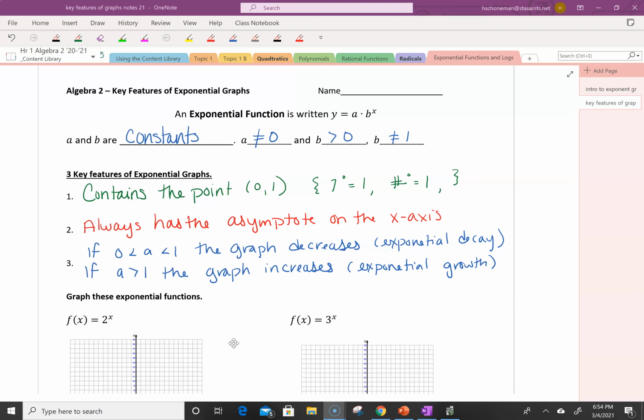B has to be greater than 0. And b also can't equal 1 because 1 to the fourth is 1. 1 to the 10th is 1. Anything to the 1 is 1. So you're not getting anywhere. It's not going to make it an exponential function.